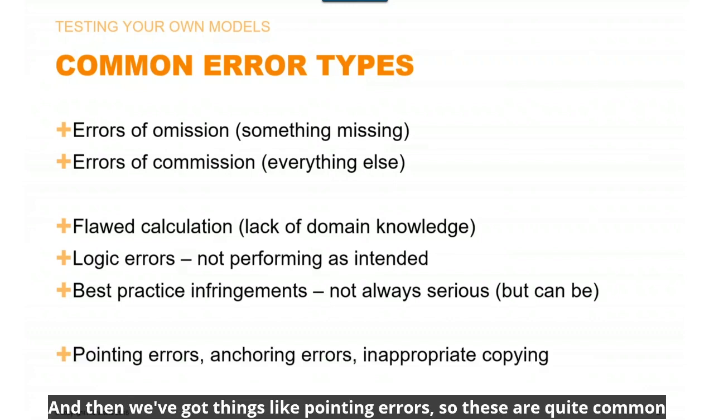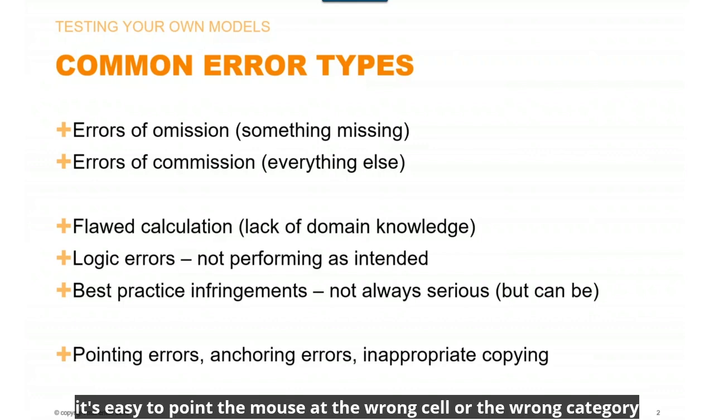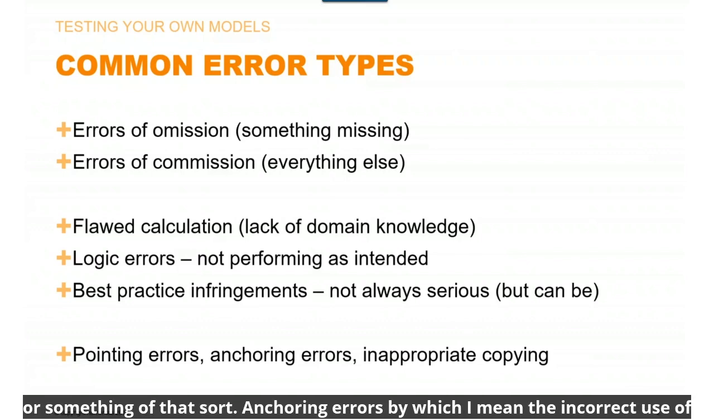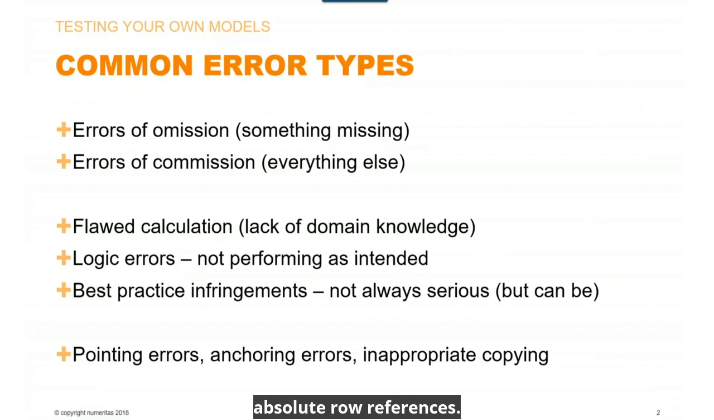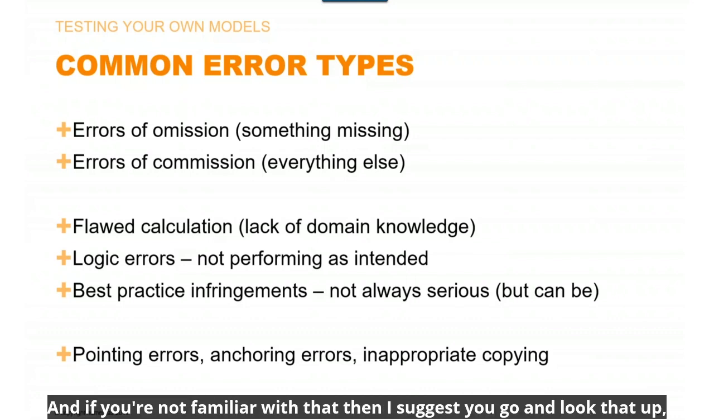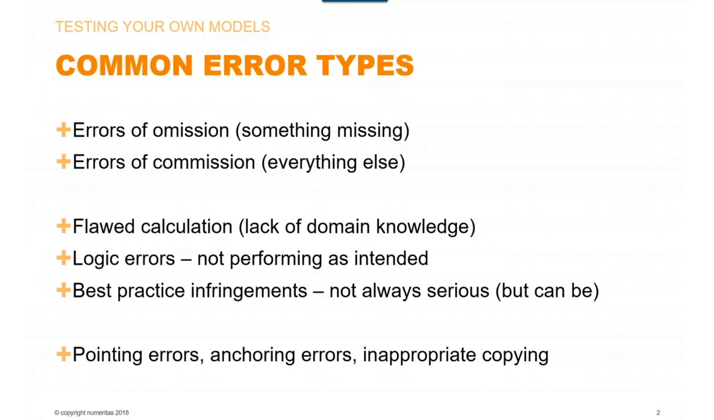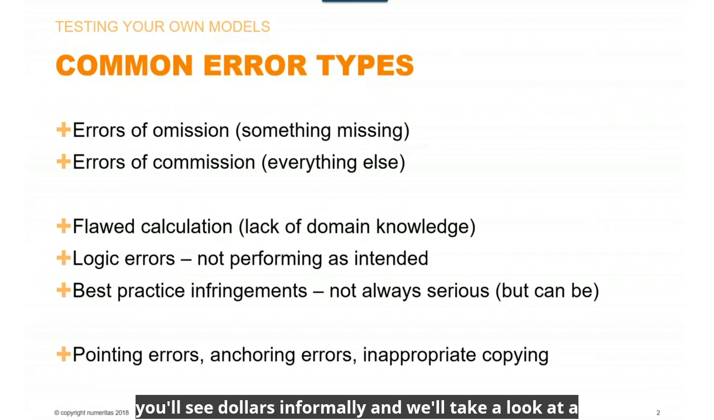And then we've got things like pointing errors. So these are quite common. It's easy to point the mouse at the wrong cell or the wrong category or something of that sort. Anchoring errors, by which I mean the incorrect use of or lack of use of absolute referencing, so that can be absolute columns and absolute row references. And if you're not familiar with that, then I suggest you go and look that up. You'll see dollars in formulae. We'll take a look at a couple of those in examples in a moment.